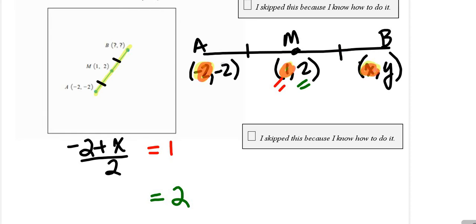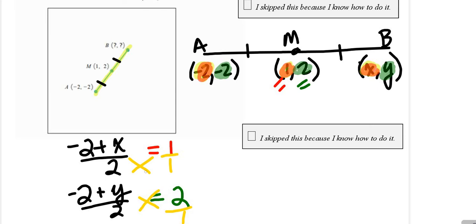Algebraically, it would look like this for the other one. -2 plus what number, divided by 2, would give you 2? And then you would solve. You simply pop that over 1 and you would cross multiply. There's the algebraic way.